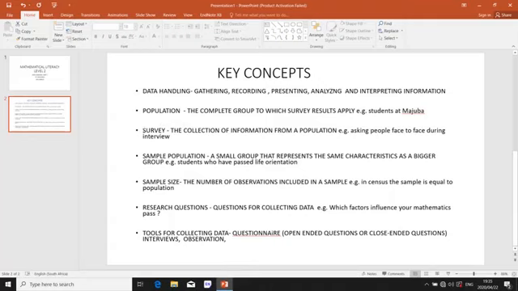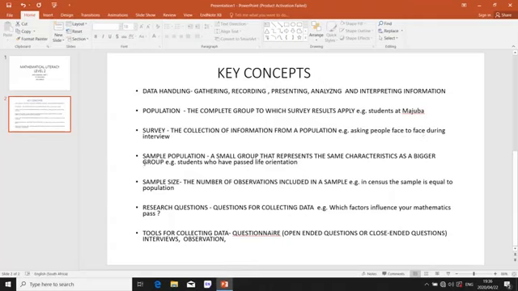And then the next term is survey. What does the term survey mean? It means the collection of information or data from a population. We have already discussed the term population above. It means that we are asking people face to face during an interview, that is a survey.